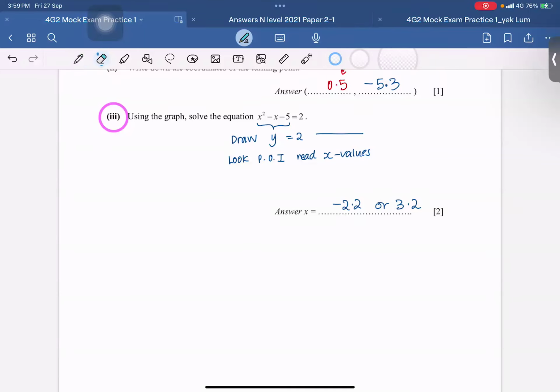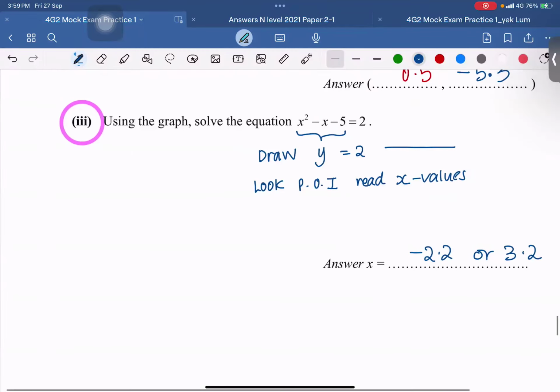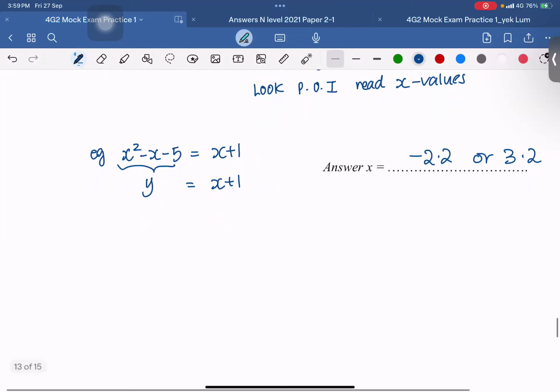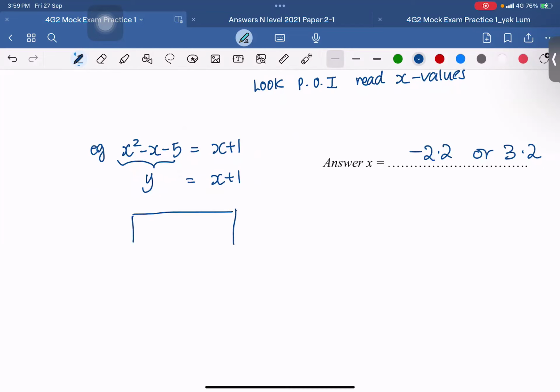Sometimes in your questions, they may not just draw a line like that. They may give you another equation. Example, x squared minus x minus 5 equals to, let's say, x plus 1. Then this whole thing is equals to y, and this is x plus 1. Then what am I going to do? I'm going to draw x plus 1 by using a table. And I need 3 points. When it's an equation like that, I find any 3 points.